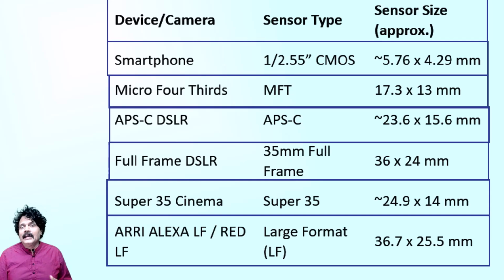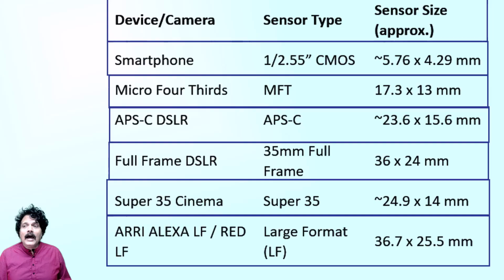Now there is another type of sensor used in some cameras called MFT, micro four thirds, and in this you have a sensor size of 17.3 mm into 13 mm. Then you have APS-C DSLR cameras, with a sensor size of around 23.6 mm into 15.6 mm. And you have full frame DSLR cameras, which mimic exactly the 35 mm full frame cameras, and its size is 36 mm in width into 24 mm in height.